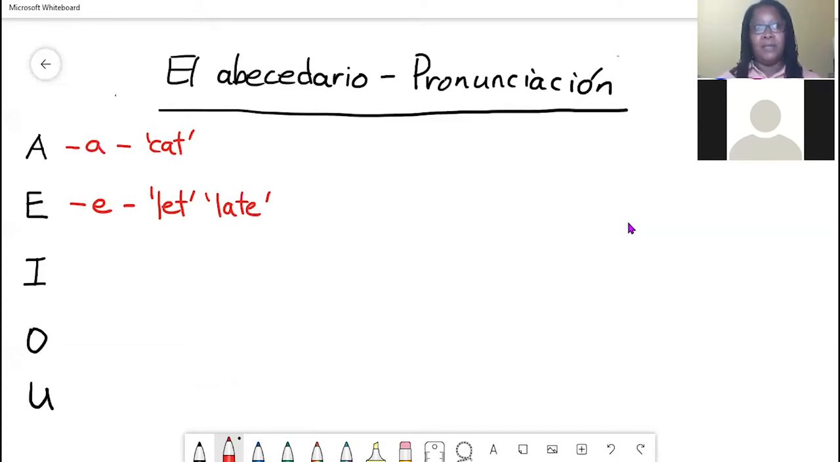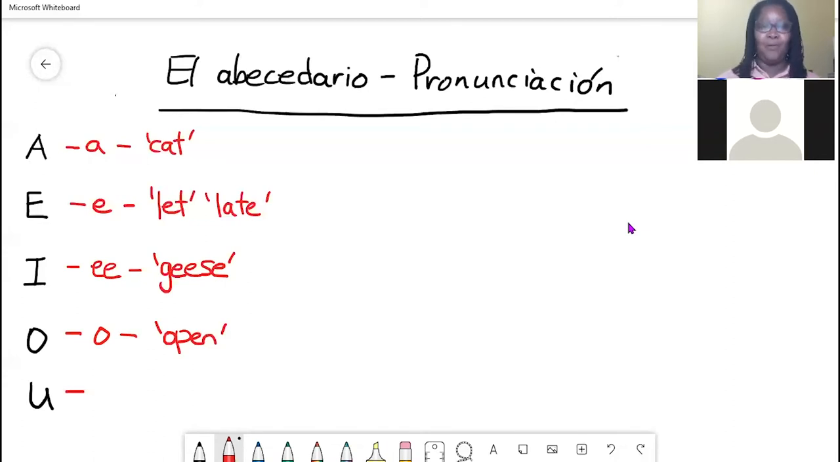I like to think of the idea that some of the Spanish vowels borrow their sounds from the vowel that comes before. So if the E has a little bit of an A sound, it means that the I is going to have a little bit of an E sound. And so the I actually sounds like the double E that you will see in words like geese. Then O, just like your regular English O, like in the word open. And your U has borrowed from the O sound, so it's a double O, ooh, like boot. So these are some of your good behaving students.